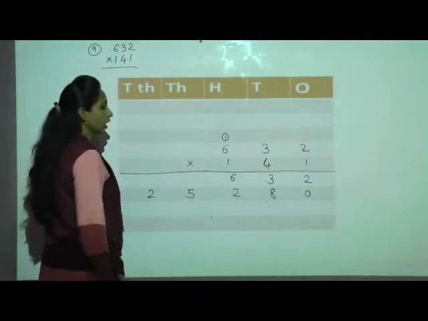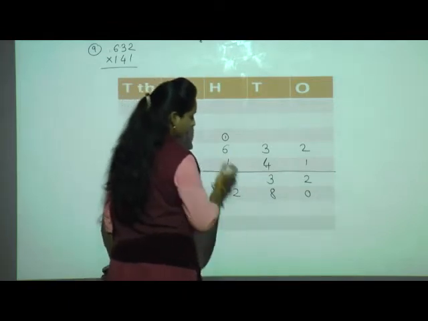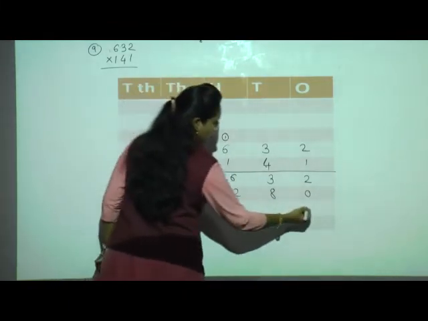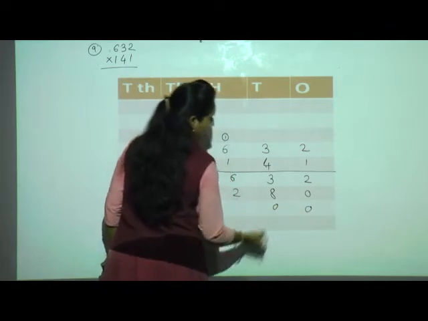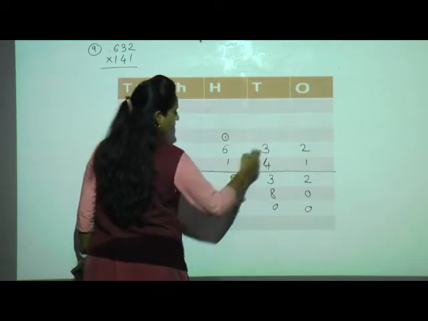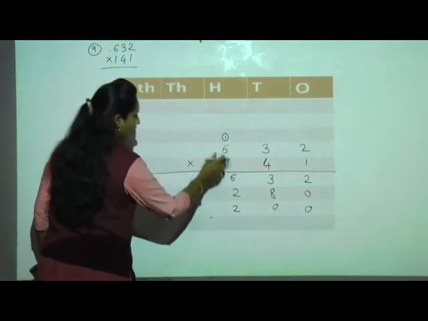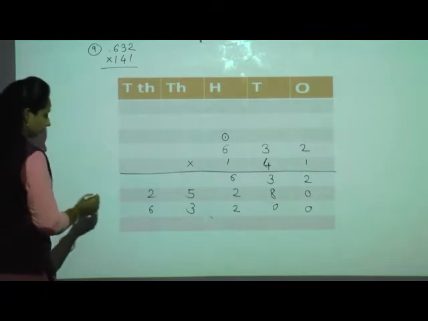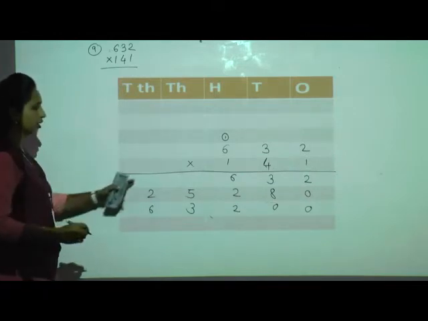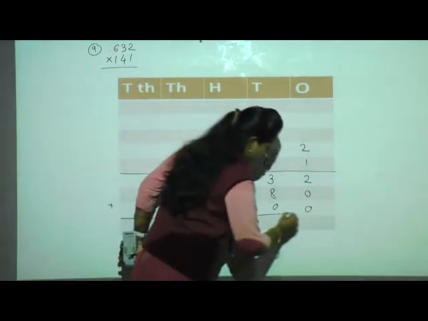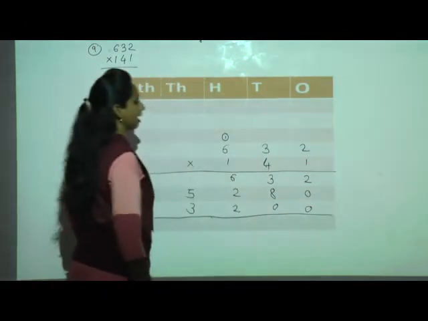Now 4 6s are, tell me, 24, 24 plus 1, 25. Okay. Now 100's place. 100's place means start writing from 100's place only. So put 0 at 1's and 10's. Now 1 2s are 2, 1 3s are 3, 1 6s are 6. Okay. Now we got the 3 products. Now we will add these 3 products together. We will do the addition.